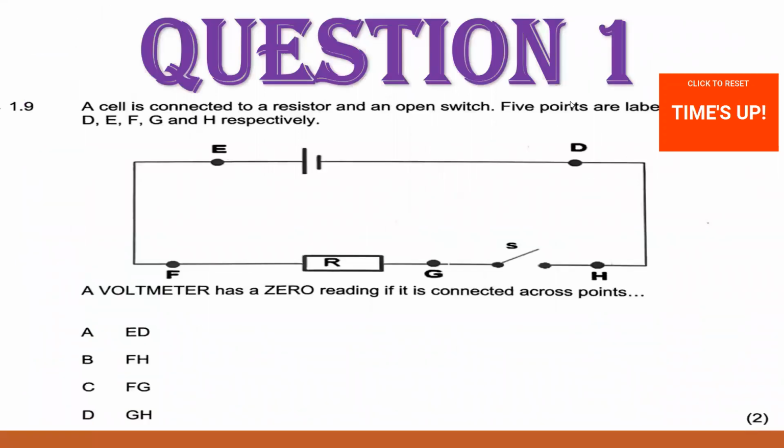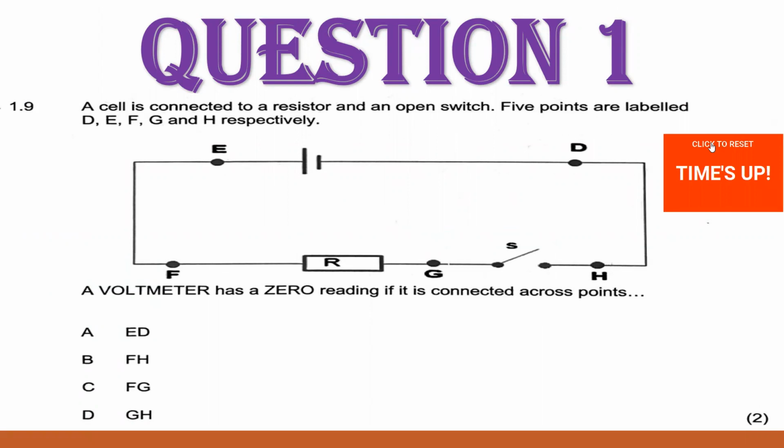1.9 is a tricky question. It looks easy, but try. You have 30 seconds for this question. Electric circuit question: a voltmeter has a 0 reading if it is connected between which 2 points? ED, FG, FH, or GH? Which one? Please try. If you need extra time, you know what to do.